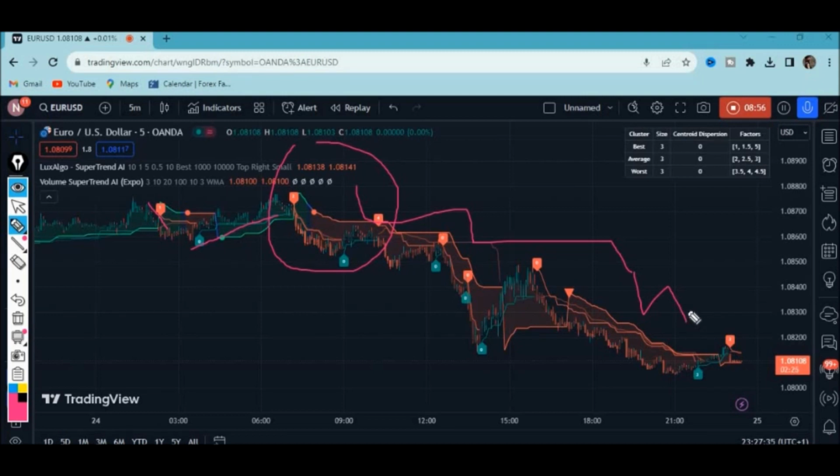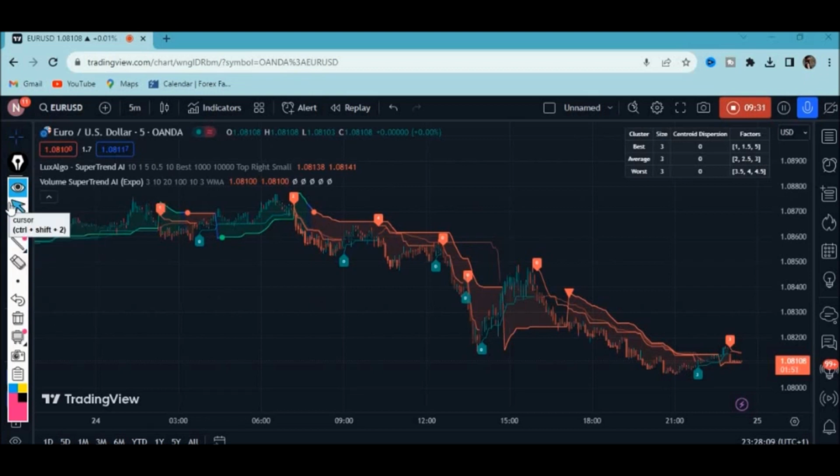Both indicators are called SuperTrend AI, and I thought the second one would be better than the LuxAlgo SuperTrend AI because it focuses on the volume. But I see, and I hope you've seen this, it is not really making any difference in the market, and the LuxAlgo SuperTrend AI tends to outsmart it. So guys, it's very easy to execute trades when you're using the LuxAlgo SuperTrend AI.